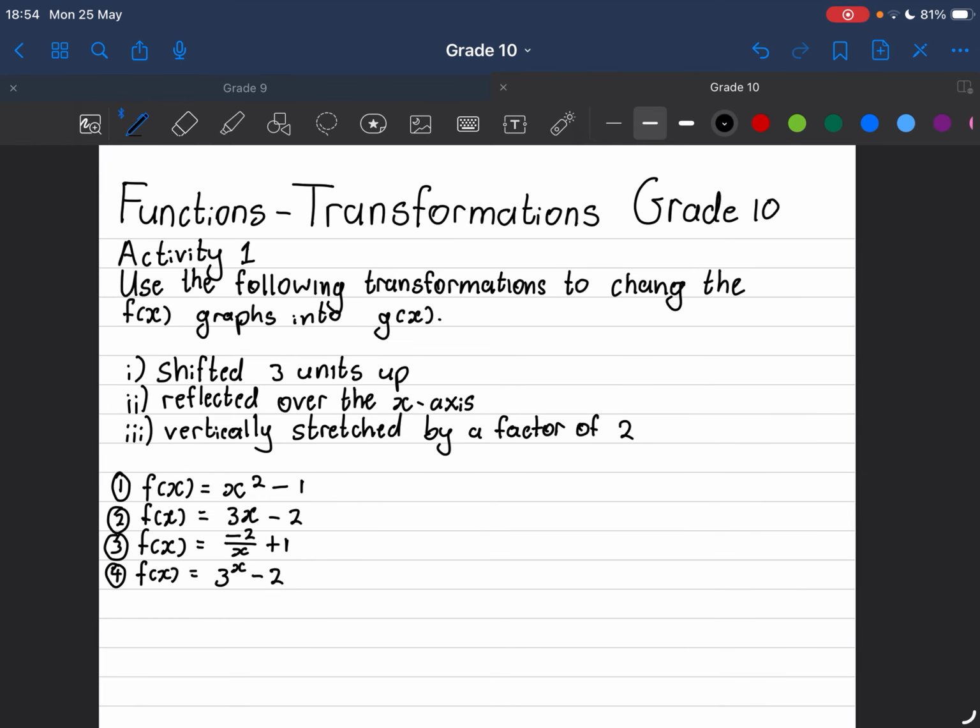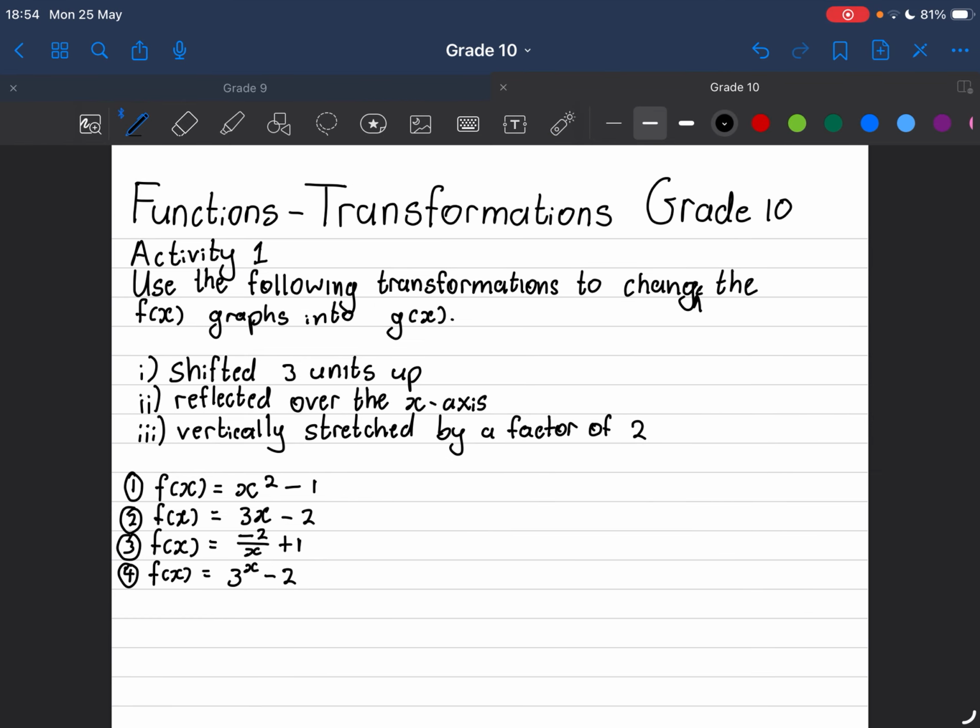Alright, so here's activity one. I just realized that I forgot to letter E over here. There's an E there, right? So whatever. Okay, anyway, sorry about that.